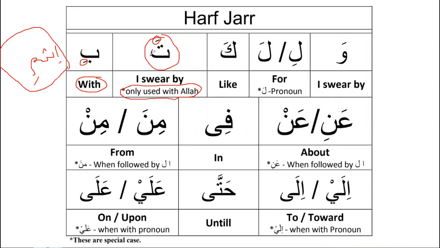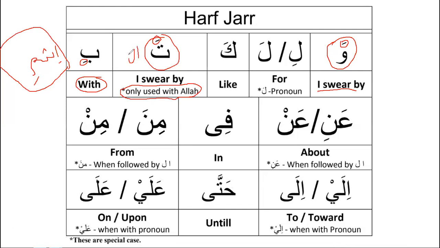So let's come to the ta. Ta is going to make the next word in jar status also, because all of them are harf jar. Ta always comes with Allah and means swear by Allah. Remember the wow also. Wow is the same. It also comes as wa and means I swear by. So what's the difference between ta and wow? Wow can come with any word, but ta only comes with the word Allah.